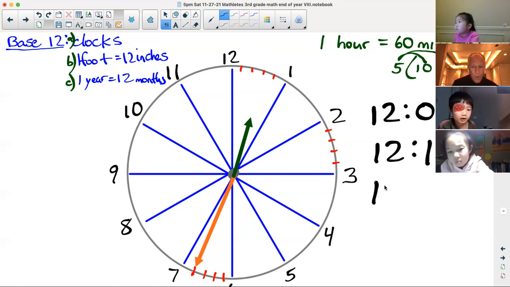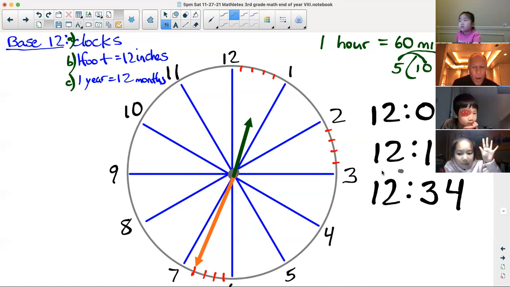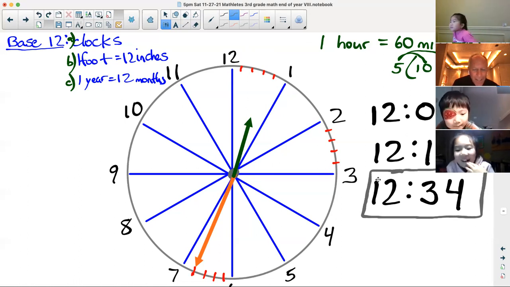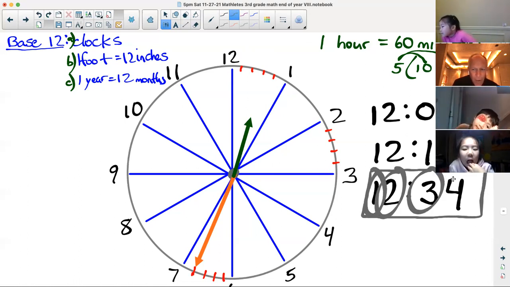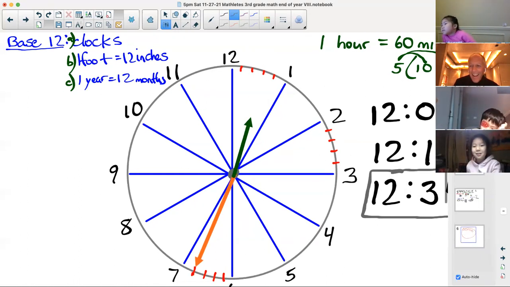12, 34. Does anybody see why Mr. Kramer loves 1234, Stella? Wow. Look at these digits, guys. Come on, what is it? Oh, because it's like 1, 2, 3, 4. It is 1, 2, 3, 4. Jason, beautiful job. I was thinking that same answer. Oh, that is awesome.